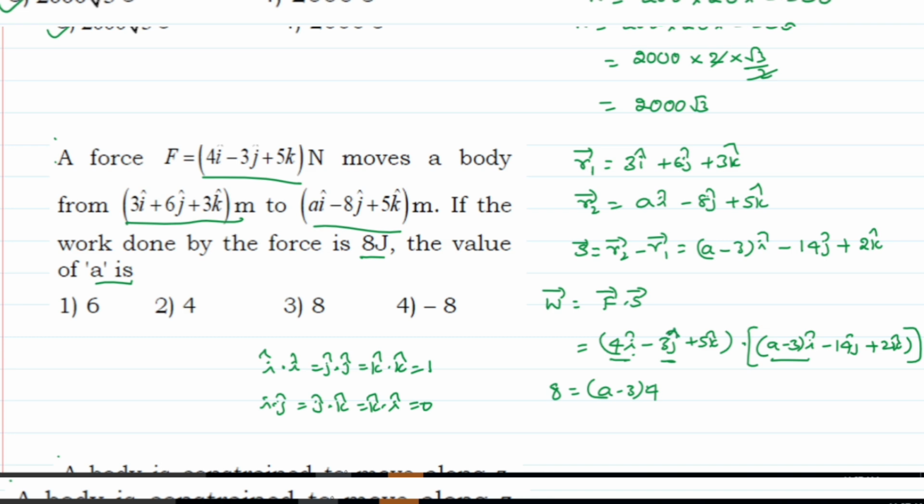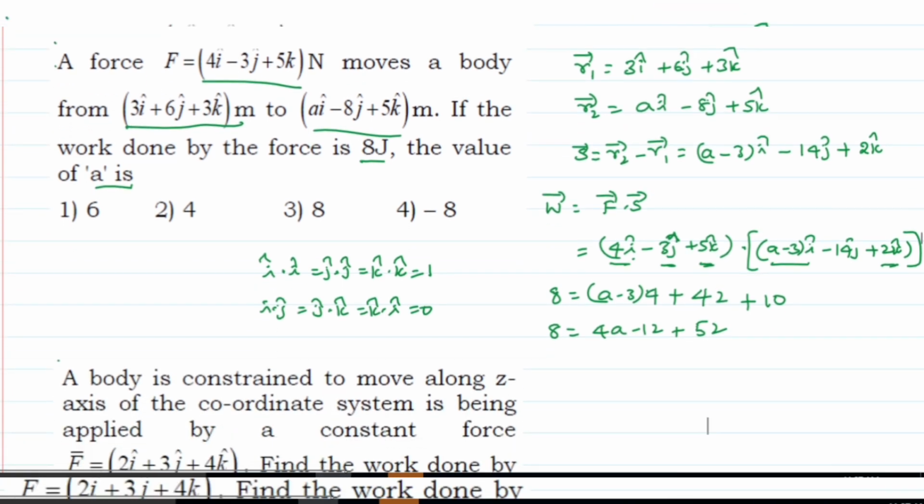Just do the dot product with the same Cartesian coordinates. For j cap dot j cap, minus into minus gives plus, so 3 into 14 gives 42. Then 5k cap and 2k cap: plus into plus gives plus, 5 into 2 gives 10, and k cap dot k cap is 1. So when you simplify, 4a minus 12 plus 42 plus 10 equals 52 is what you get. When you simplify this equation, the value of a they are asking is minus 8. So this is the correct answer: a equals minus 8.